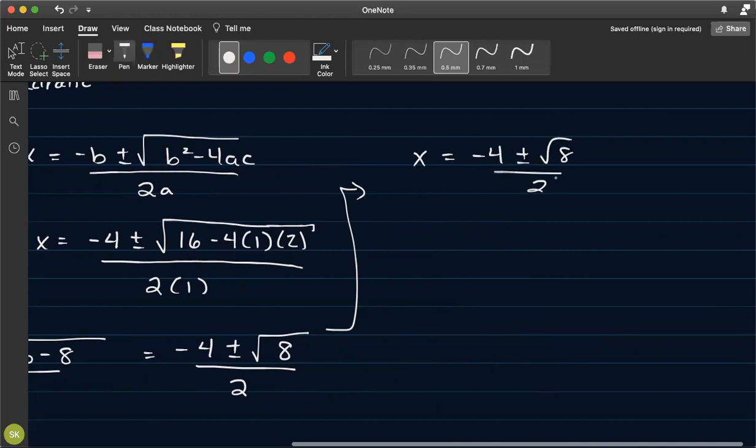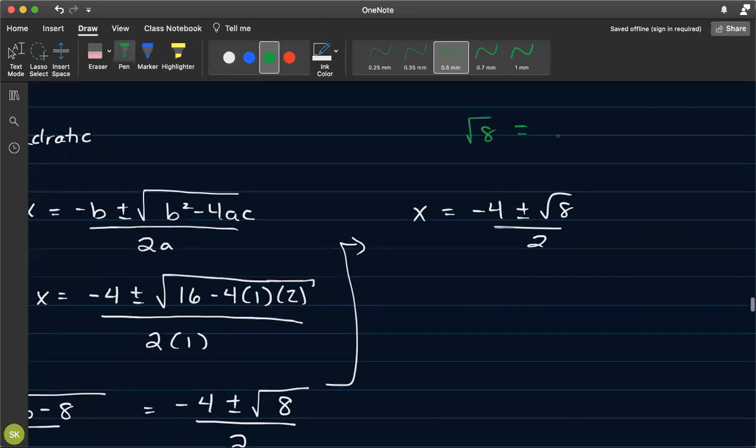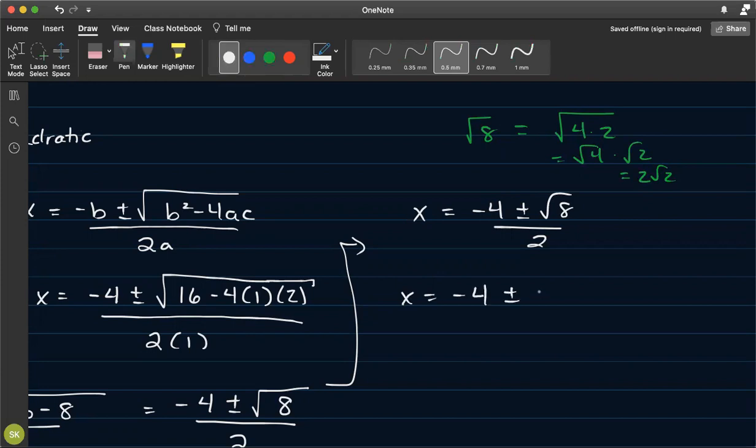Okay, let's see if we can simplify the square root of 8. Well, the square root of 8 is the square root of 4 times 2, because 4 times 2 is 8, and 4 is a perfect square. So then this is 2 root 2. So x is equal to negative 4 plus or minus 2 root 2, divided by 2. And notice that each piece has a 2 in common. We can factor out a greatest common factor.